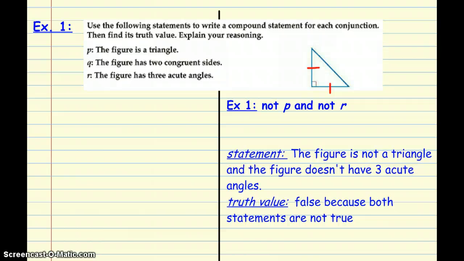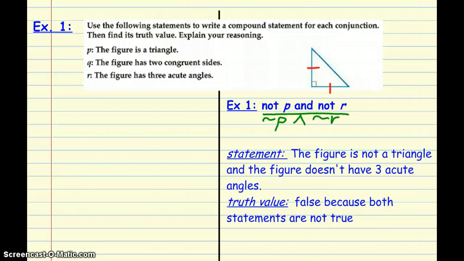So let's take a look at some examples. We're going to use these statements to write a compound statement for this conjunction in number 1: not P and not R. As I said on the previous one, you might see it written with the tilde, the upside down V, and a tilde with an R to represent not P and not R. The directions are to write a compound statement, find its truth value, and then explain why.